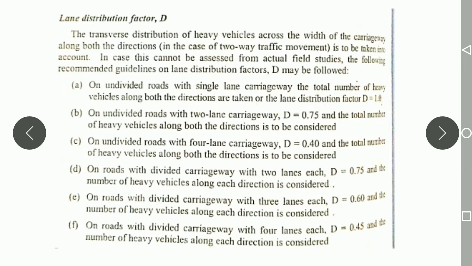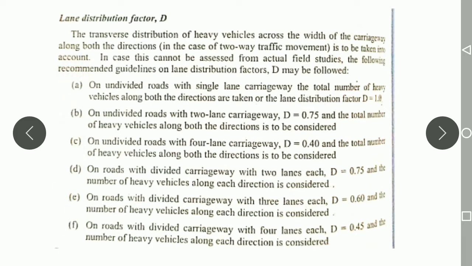Now just look over the lane distribution factor. This is as per the recommendation. You can observe here that different lane distribution factors are given for different conditions. They have been listed from A to F.